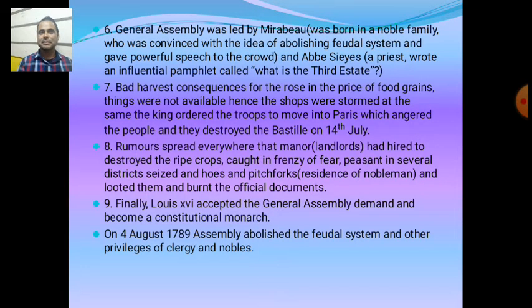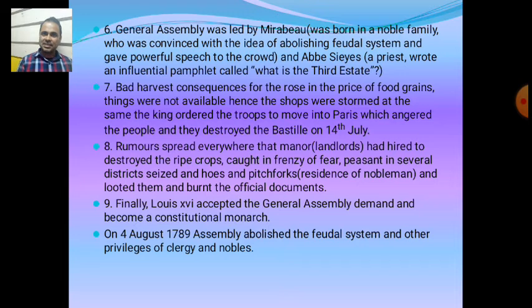Now, another point: the General Assembly was led by Mirabeau, who was born in a noble family, was convinced of the idea of abolishing the feudal system, and gave powerful speeches to the crowd. He too was from a noble family, but he was not in support of the feudal system. Another is Abbé Sieyès. He was a priest who wrote an influential pamphlet called What is the Third Estate?